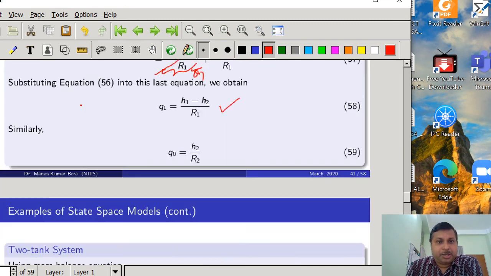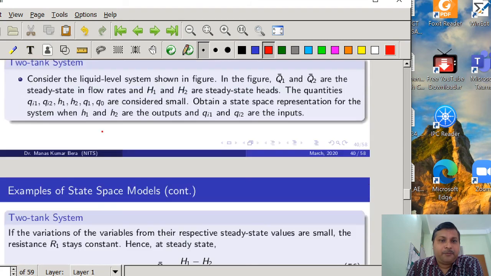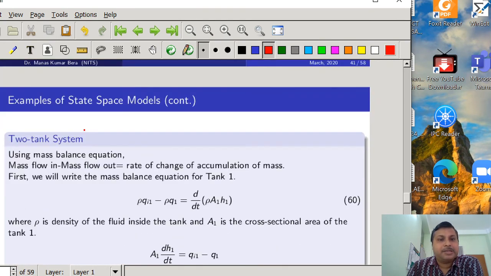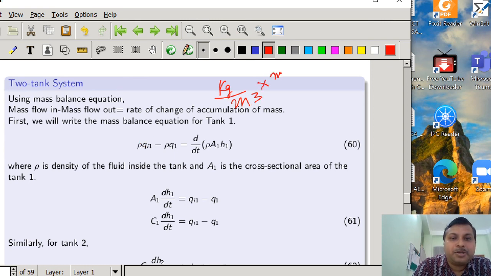Here QI1 and Q, all the flows, are written in terms of volumetric flows, which means in SI units their unit is meter cube per second. Now if the liquid inside the tank has density rho, then the mass flow will be rho into QI1. Rho in SI units is kg per meter cube, and QI1 is a volumetric flow, so meter cube per second. So ultimately the quantity rho into QI1 gives the mass flow, that is kg per second.